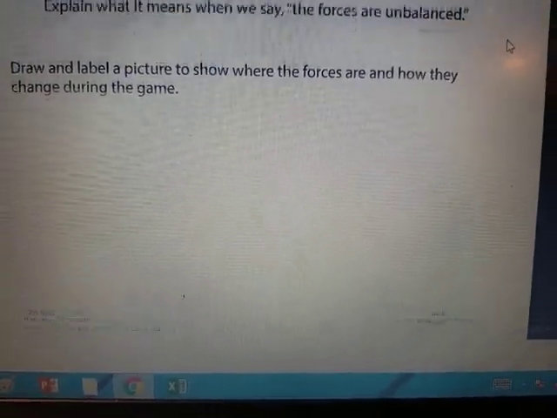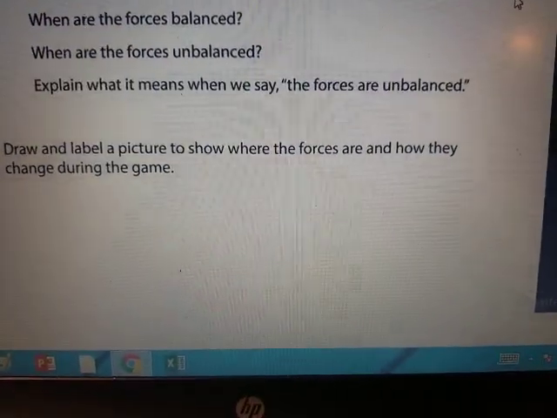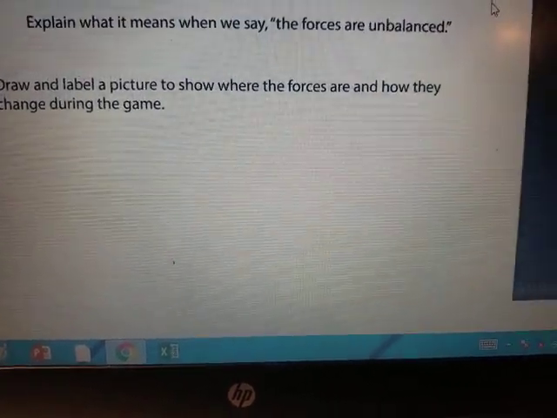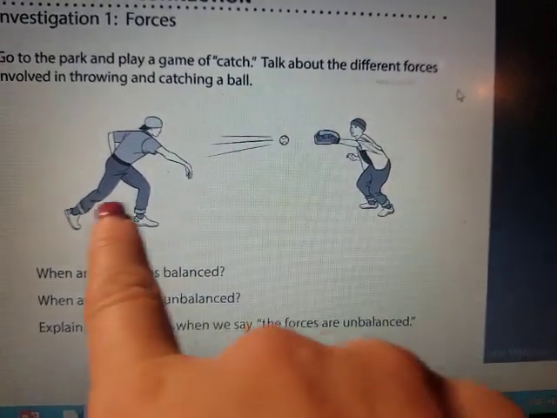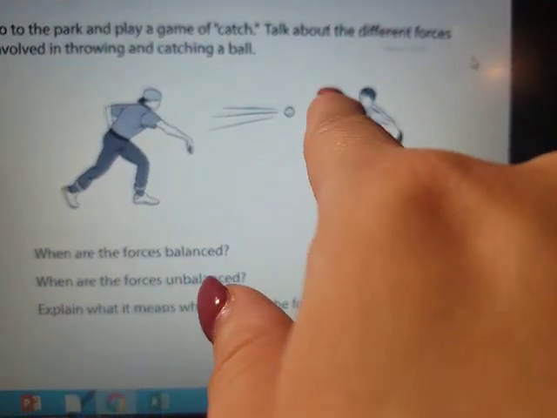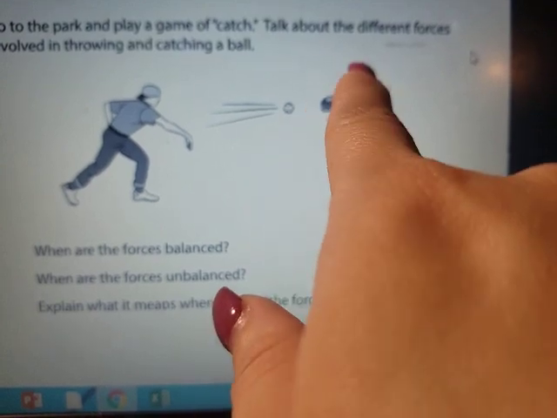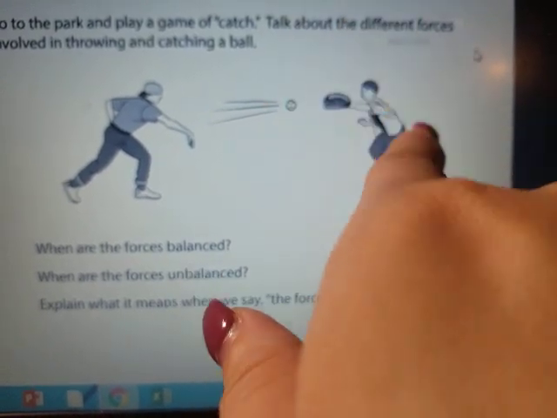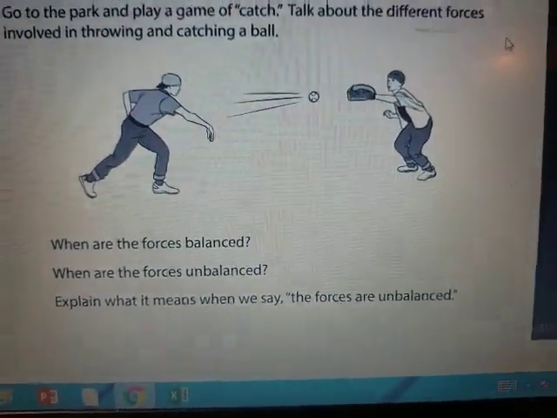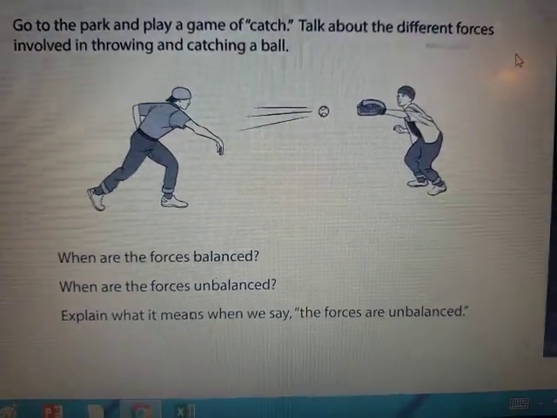However, I will allow you, if you really want, if you're not a good drawer, because some of us aren't the best at it, and I understand because I'm not either. Instead, you could use this, and you could just draw arrows, draw an arrow pointing to the ball and tell me if it's balanced or unbalanced. And then you could draw a ball in his glove and tell me if it's balanced or unbalanced. So you could do that if you want to.